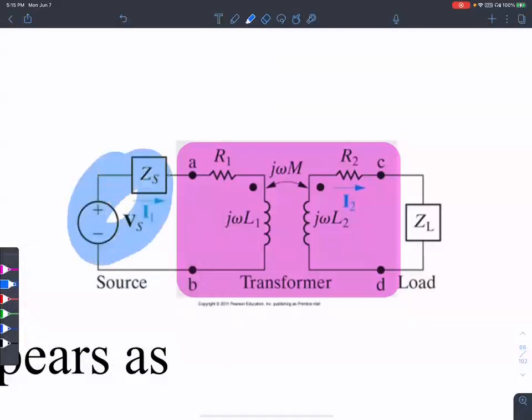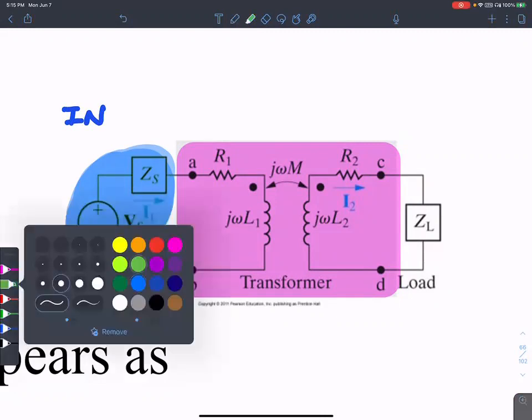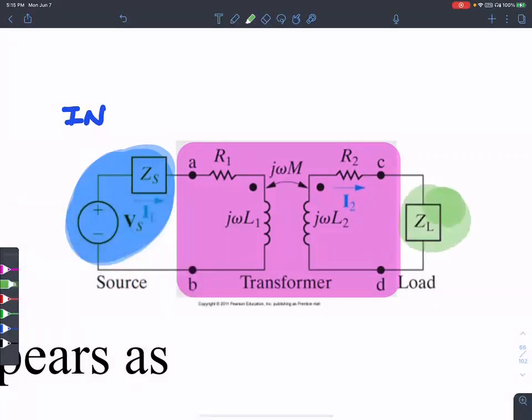Well, the transformer has to be supplied with some input voltage. That's the input voltage, and the input voltage source has some associated resistance. Then what's the other thing on the right extreme? That's the output load.